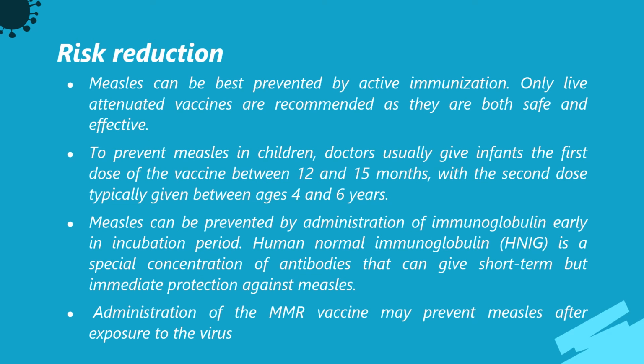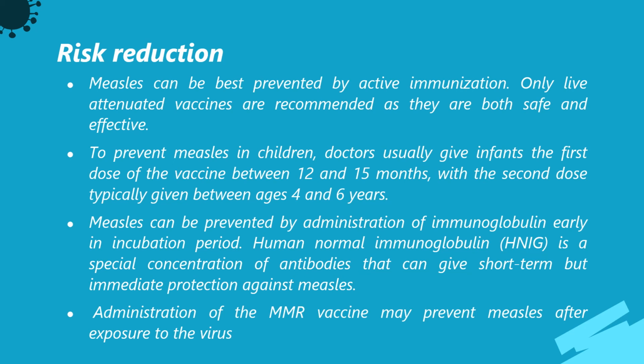Measles can be prevented by active immunization. Only live attenuated vaccines are recommended as they are both safe and effective. To prevent measles in children, doctors usually give infants the first dose of vaccine between 12 and 15 months, with the second dose typically given between ages 4 and 6 years.